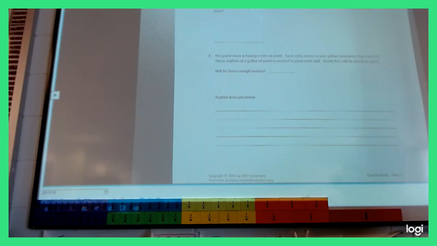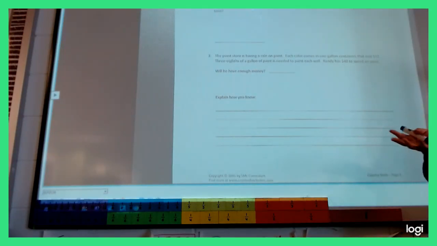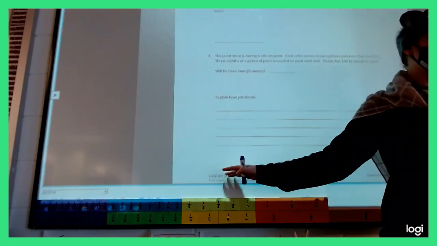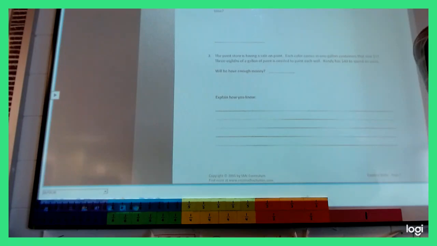All right. Now our question down here, will he have enough money? So we're just going to have to say yes or no, but we have to say why, okay? So first of all, we need to mark up our problem. So pencils in hand. Let's do it.